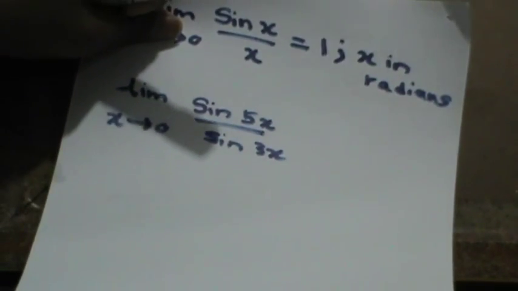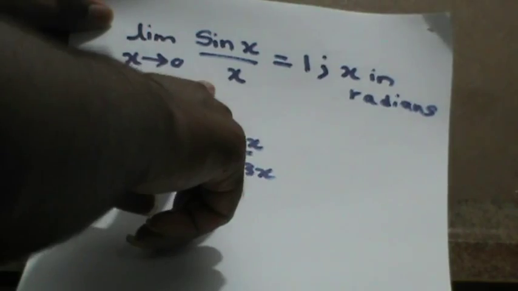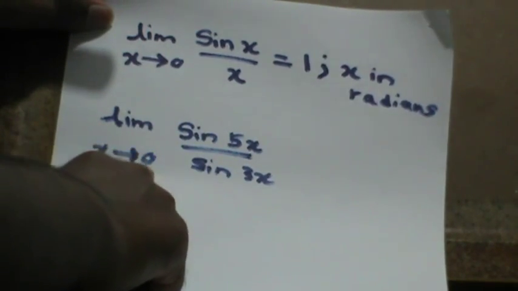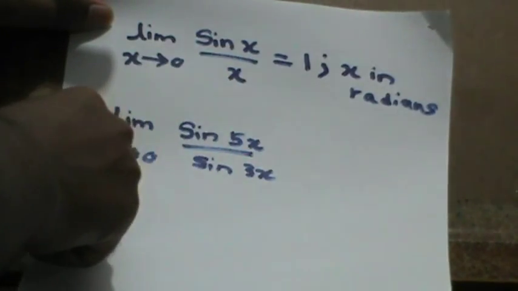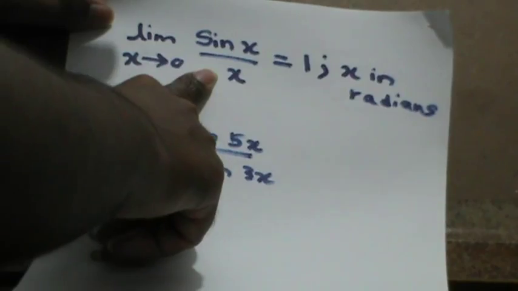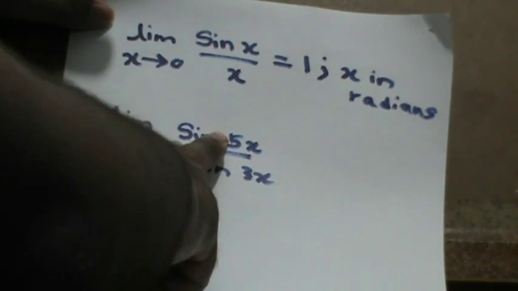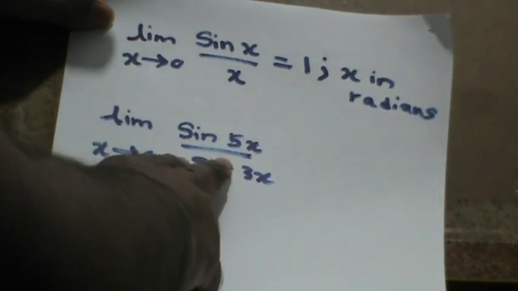In order to apply the equation, we have to have this format. The value of x should go to 0, and the same angle inside the sine function should be in the denominator. Sine x divided by the same angle is equal to 1 only if we have the same angle in the denominator, but we don't have that here.